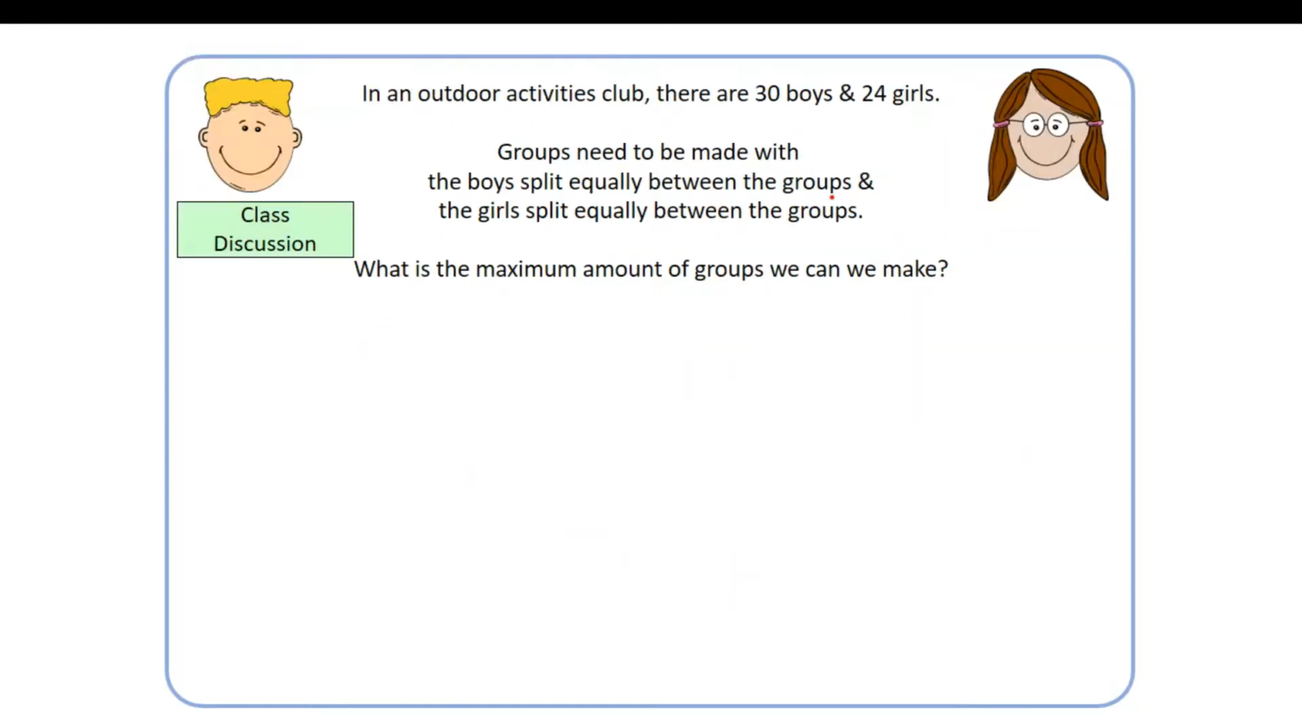Okay, you guys have a go at this question yourself. In an outdoor club, there are 30 boys and 24 girls. The groups need to be made with boys and girls split equally between the groups. How many groups maximum can we make? Pause the video, have a go.